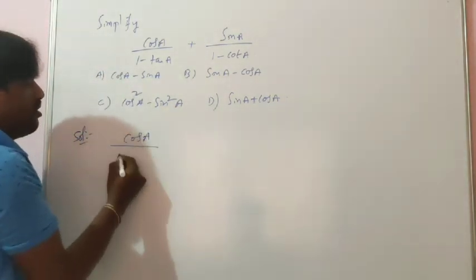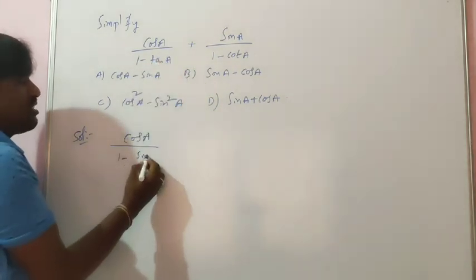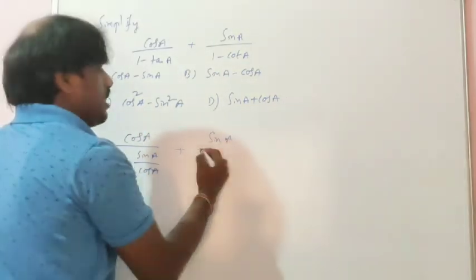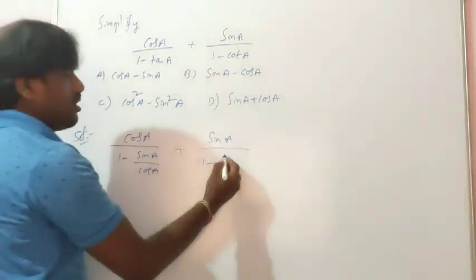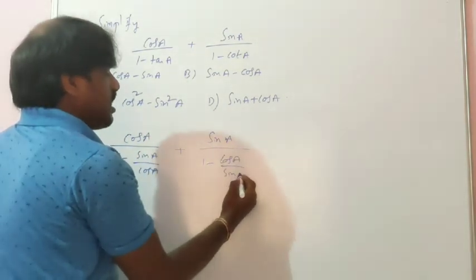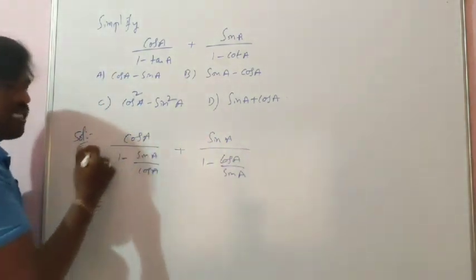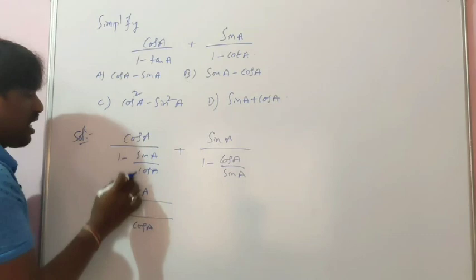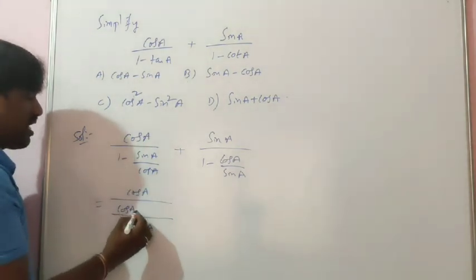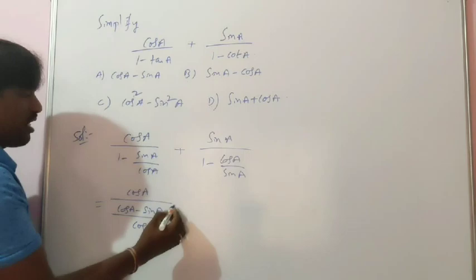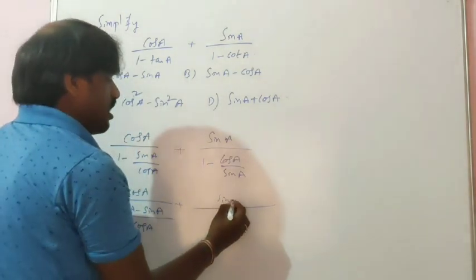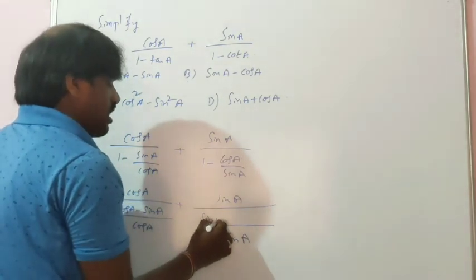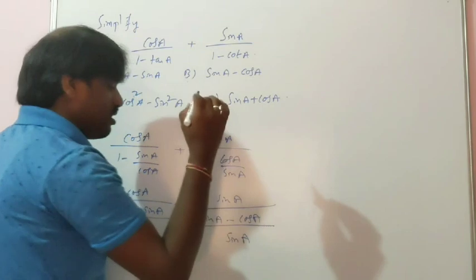So cos A upon 1 minus tan A, and tan A can be written as what? Sin A by cos A. Plus sin A divided by 1 minus cot A, and cot A can be written as what? Cos A divided by sin A. Hope you understand here. You can take the LCM. What I get here is cos A divided by, cos A being the LCM, cos A minus sin A, plus sin A divided by, taking sin A as the LCM, sin A minus cos A. This is what I am going to get.